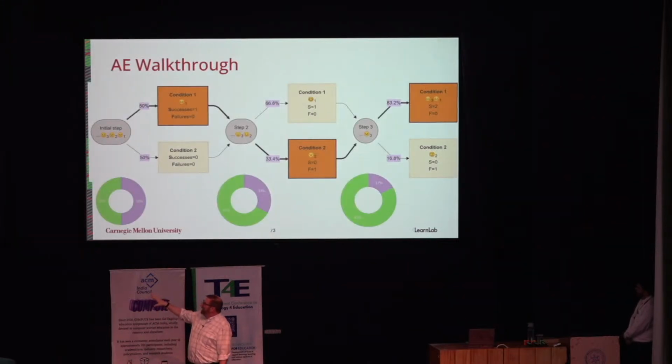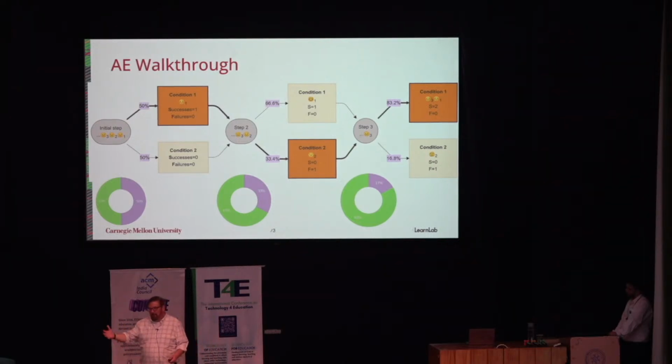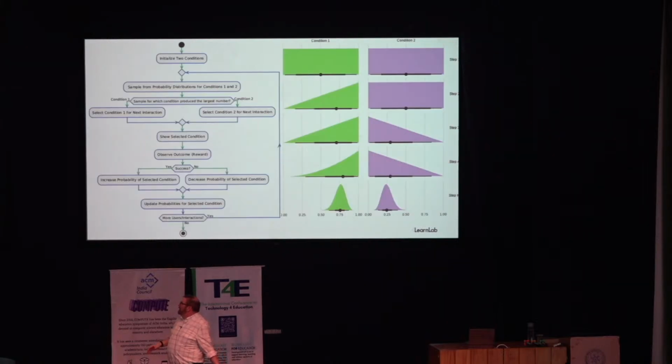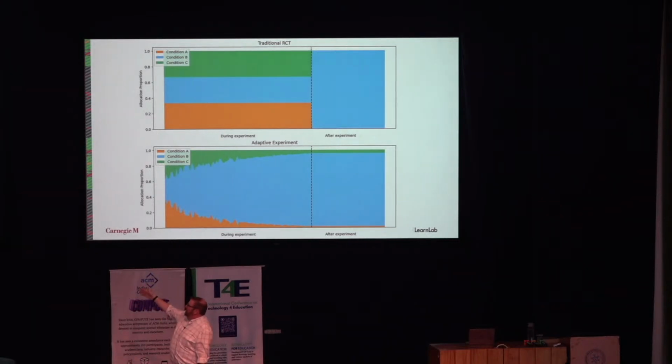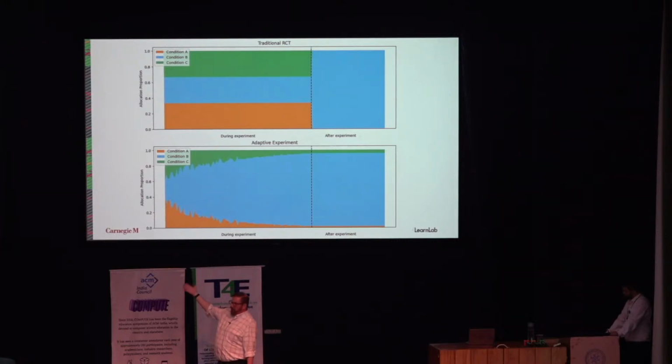I'm not going to go too deep because I do want to get done here in a couple minutes. But basically, after some interval, it could be every person who goes through your experiment, or we actually ran it every day, we would compute how the conditions were running. And then you build a distribution each time. Here's an example of an experiment with 3 conditions. At the top would be your traditional uniform random, where each condition is getting an equal number.